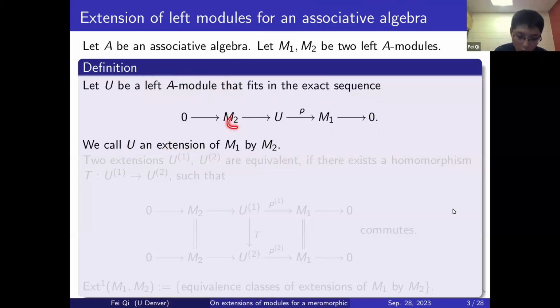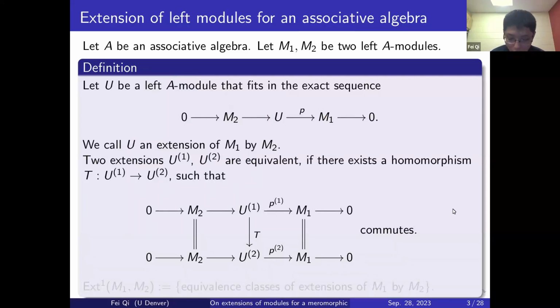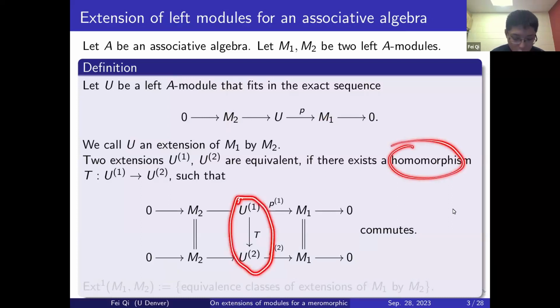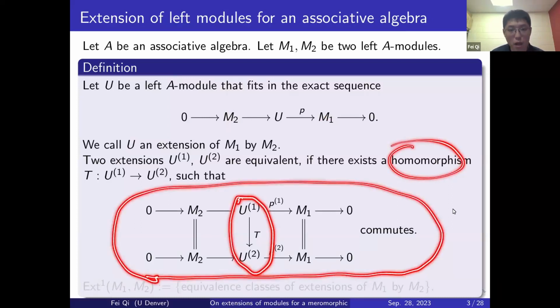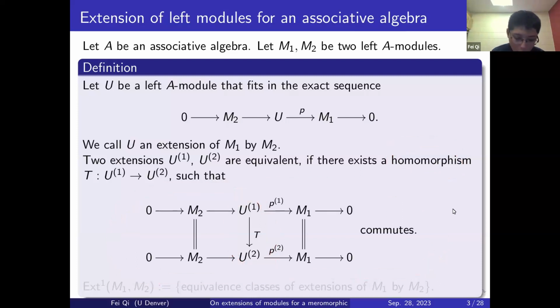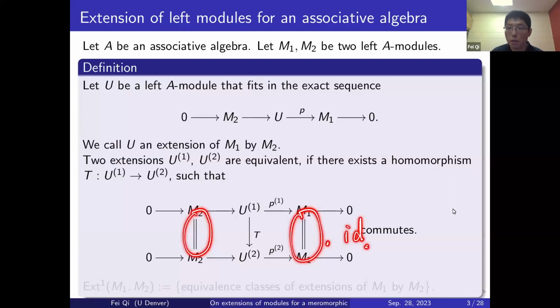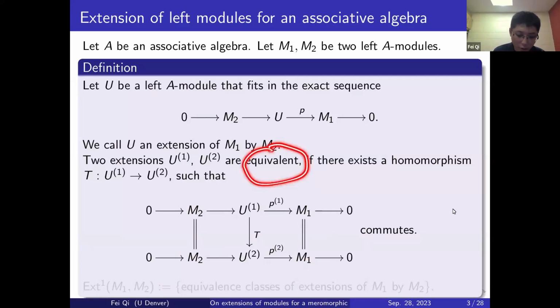Notice that M1 and M2 are located in a weird way. I don't know why, but this has been a convention in the area. Anyway, any U fitting in this exact sequence is called an extension. Two extensions are equivalent if there exists a homomorphism from U1 to U2 such that this diagram commutes. Notice that in this diagram we are requiring the maps connecting M2 and M1 to be exactly the identity maps, and we are not allowing any other automorphisms of M1 and M2 appearing over here. So the equivalence relation is defined using identity maps in these locations.